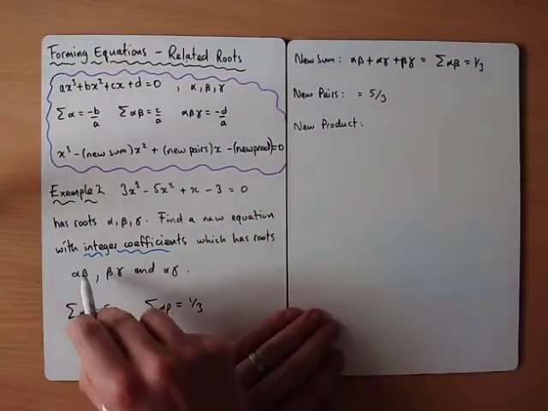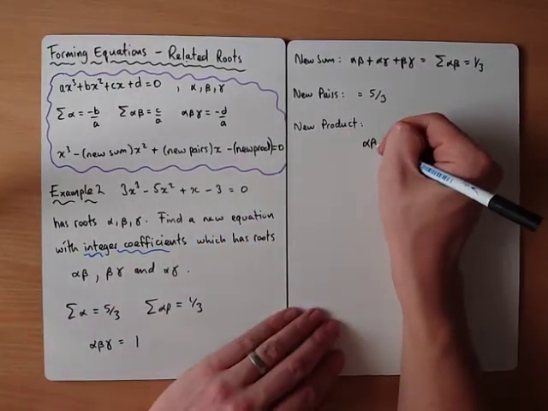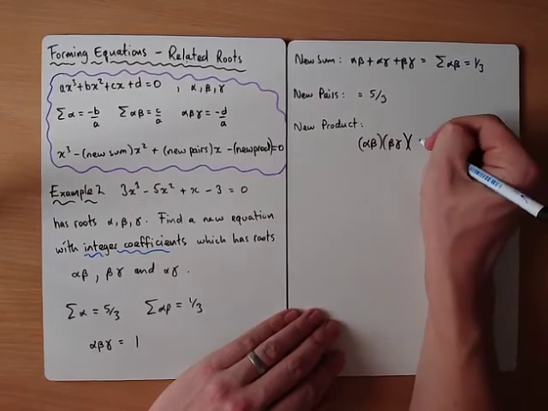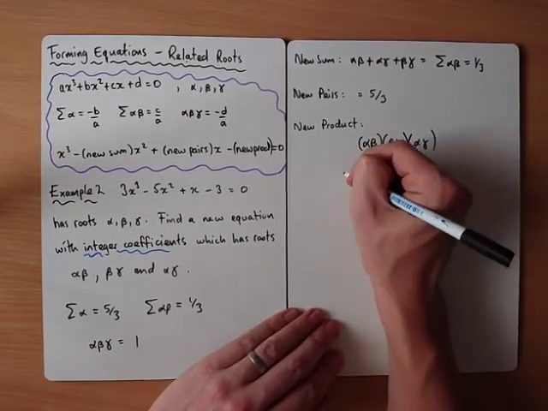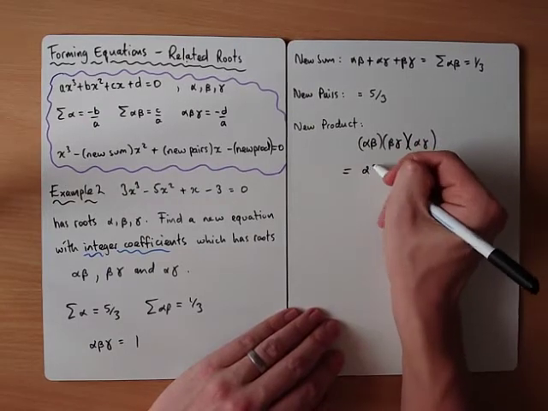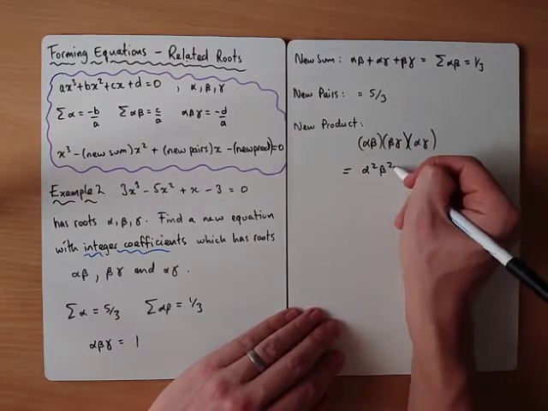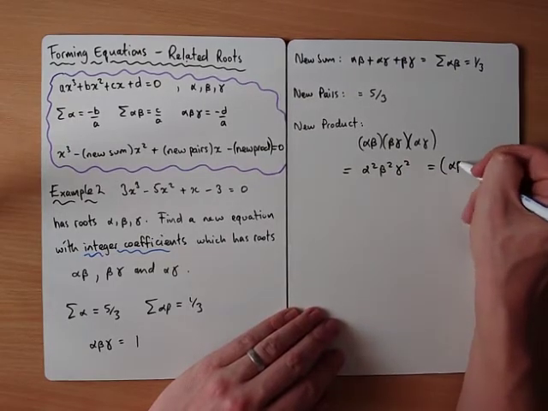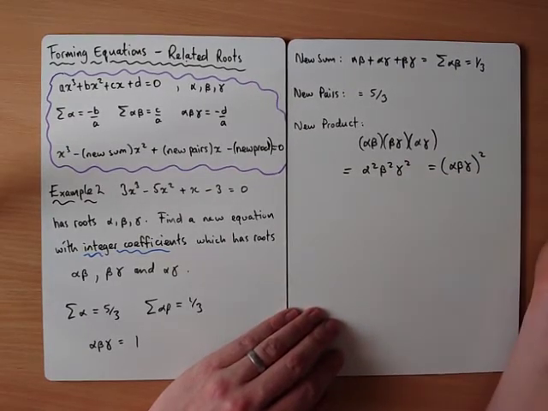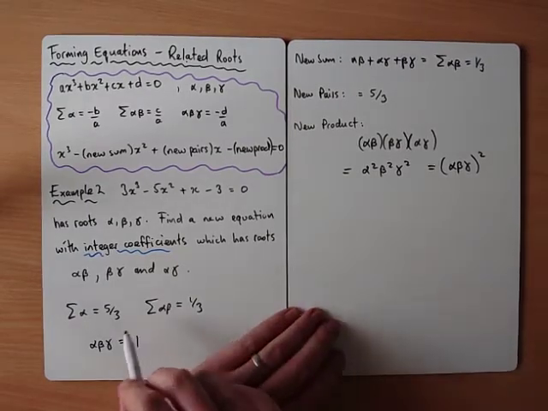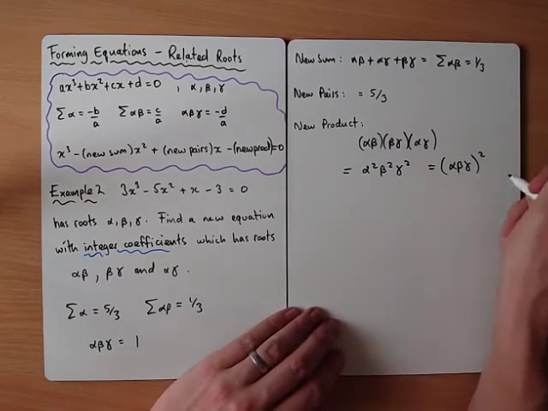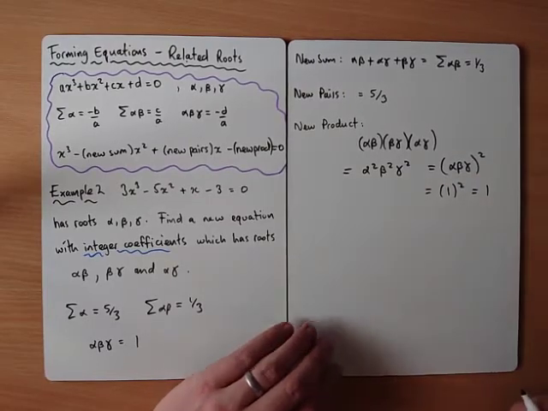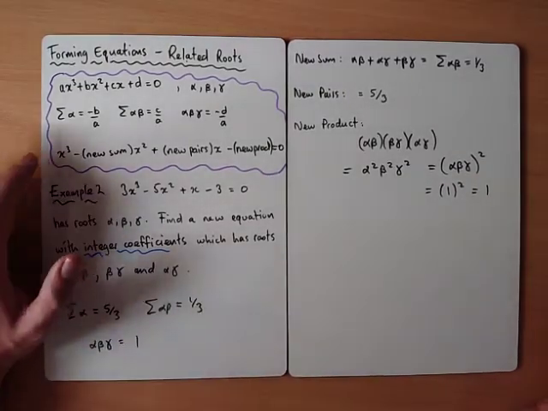So our new product, if we multiply them all together, we've got alpha beta times beta gamma times alpha gamma. We would get alpha squared, beta squared, gamma squared, which hopefully we can see we could write as alpha beta gamma squared. And we know alpha beta gamma is 1, and 1 squared is 1. So we're nearly done. We've just got to form our new cubic.